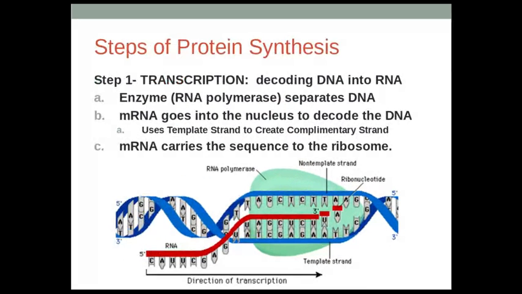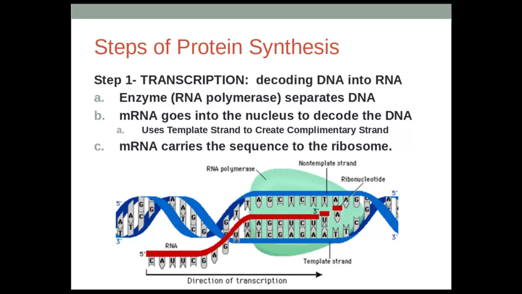All right, so there's a couple of steps. There are 2 main steps in going from DNA to RNA to making proteins. The first one is called transcription. This is when the mRNA decodes the DNA and brings it back to the ribosome. Basically, another enzyme, RNA polymerase, unzips the DNA. Remember, DNA is double-sided, and it unzips it. The mRNA goes into the nucleus and pairs up with the complementary bases of the DNA. Then it carries that sequence back to the ribosome.